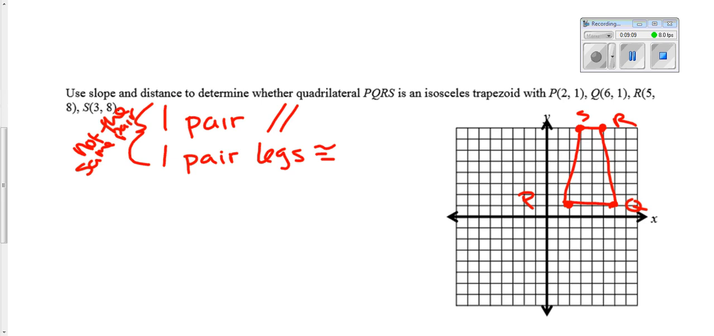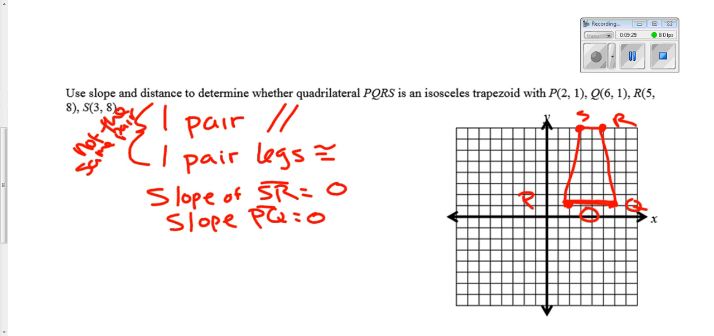But looking at this, I can see both SR and PQ are horizontal, so they're both going to have a slope of 0. If I can't draw a slope step, I can't draw a triangle, that means their slopes are 0. Okay, so the slope of SR and the slope of PQ equals 0. So that means that SR is parallel to PQ. So I have my one pair of parallel sides, check.